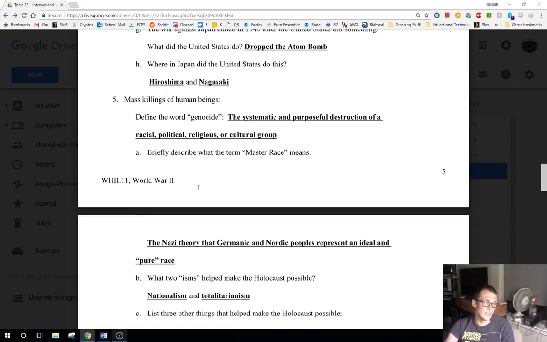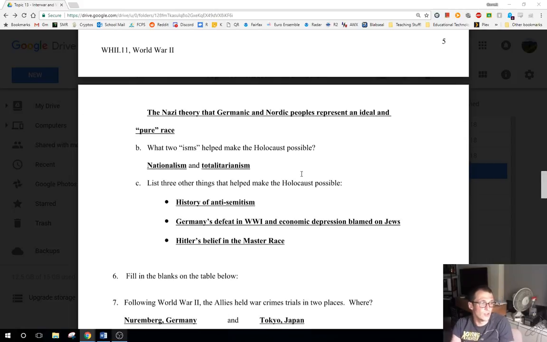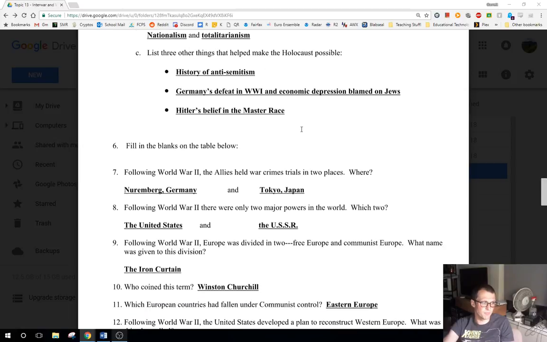The two isms that help make the Holocaust possible are extreme nationalistic pride, nationalism in their own country and in their own country's actions, and then totalitarianism, right? We watched The Wave, and you can see how people might be influenced by those kind of things. So list the three things that help make the Holocaust possible. You have the anti-Semitism, Germany's defeat in World War I, and economic depression is going to be blamed on the Jews, and then this idea of the master race, right?